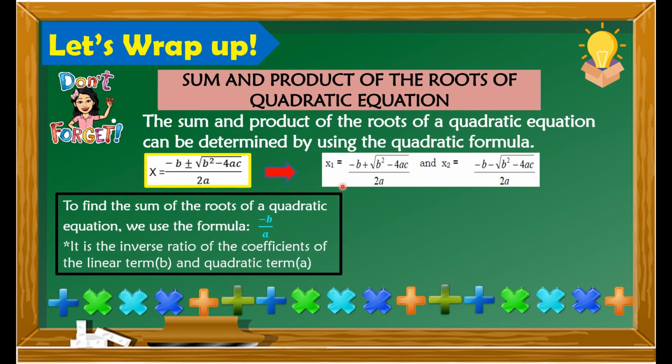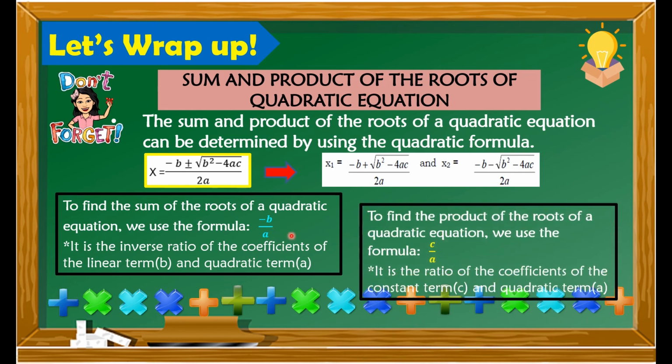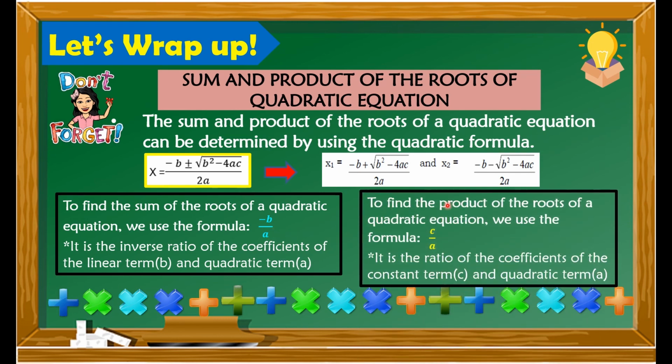Now, just remember that to find the sum of the roots of a quadratic equation, we use this formula, negative b over a, or it is the inverse ratio of the linear term b and the quadratic term a. Okay, so you have to get the inverse if you are getting the sum. But for the product, we use the formula c over a. It is just the ratio of the coefficients of the constant term c and the quadratic term a.